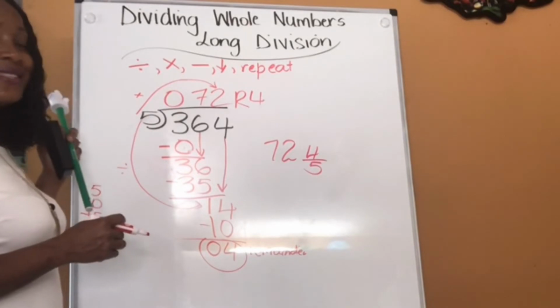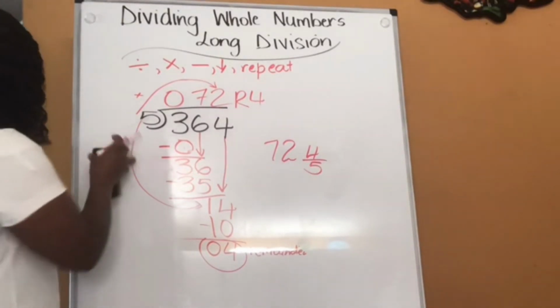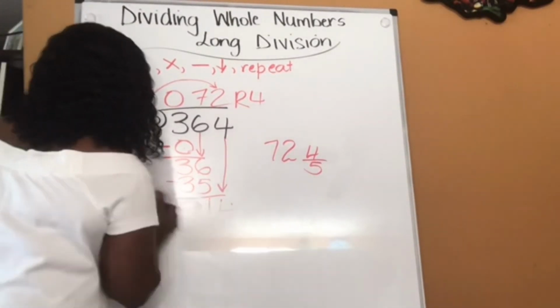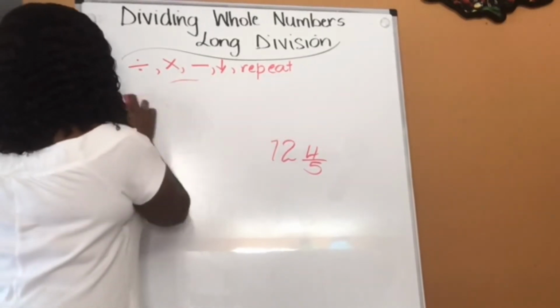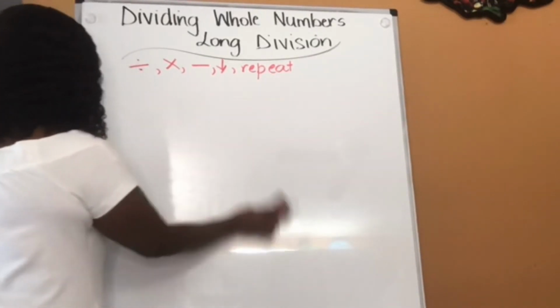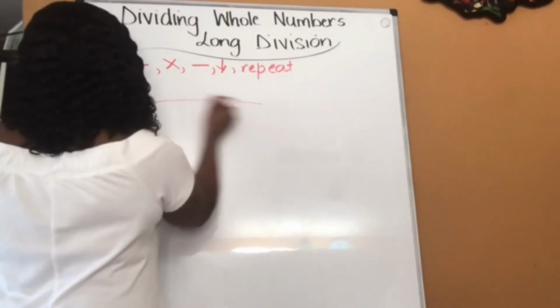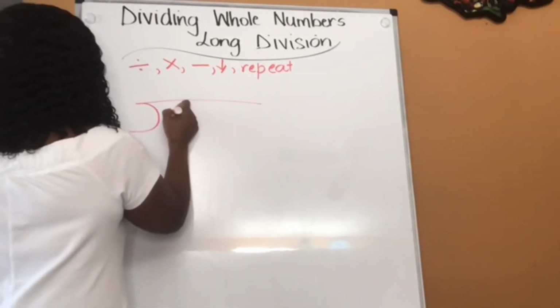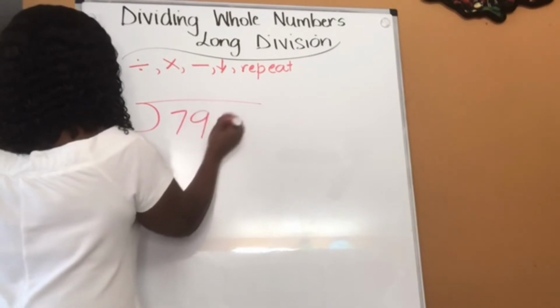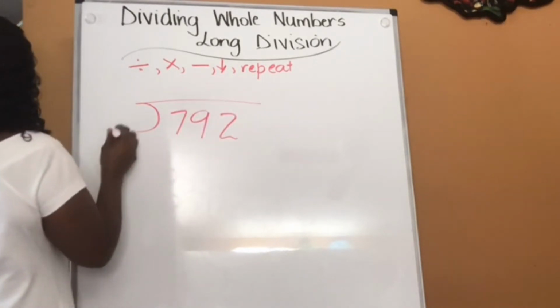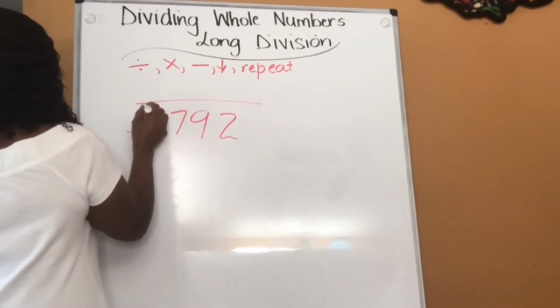All right? Simple. I'm going to do one more just because I know that it's kind of tricky and you have to remember what's the next step. All right, so 792 and I'm dividing by 6.